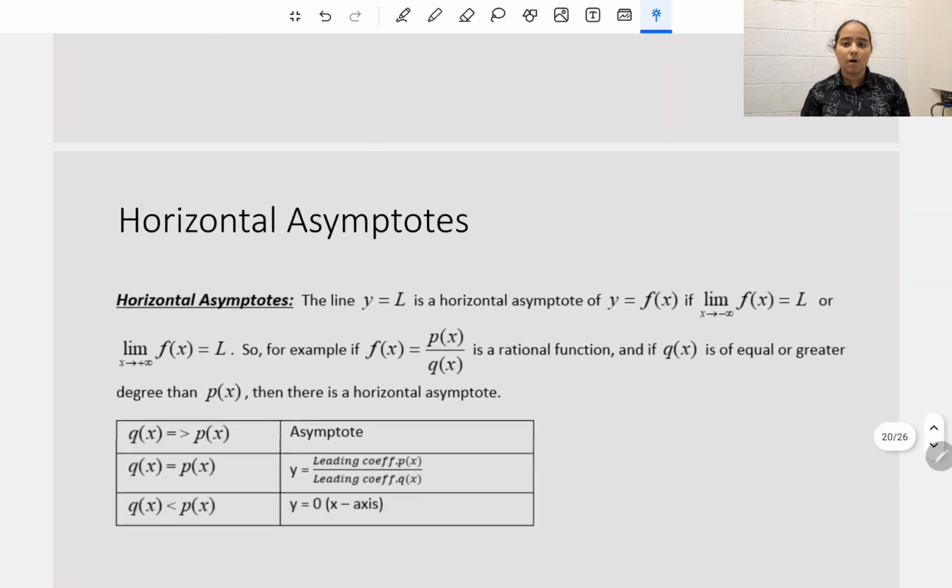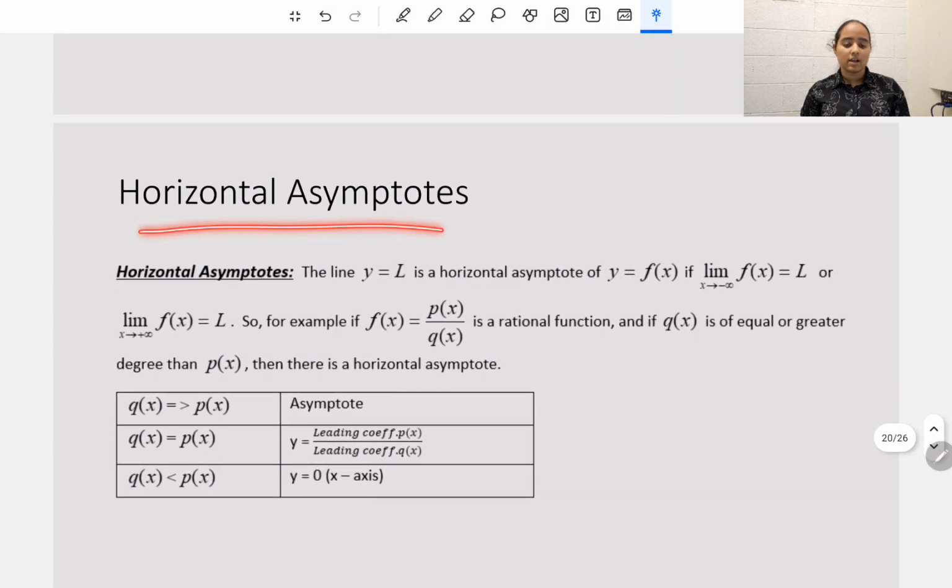Now let's talk about horizontal asymptotes. The line y equals L is a horizontal asymptote if the limit as x approaches negative infinity of f of x equals L, or the limit as x approaches positive infinity of f of x equals L.